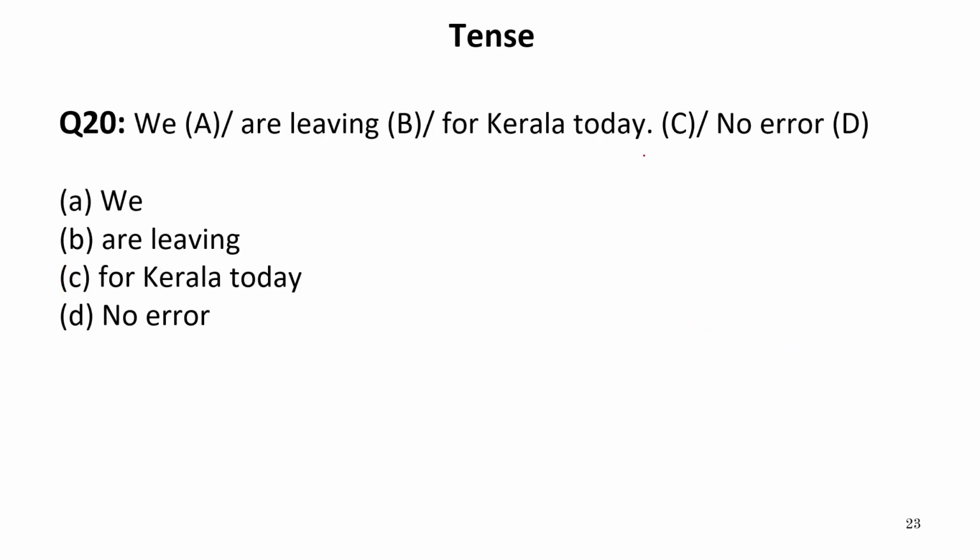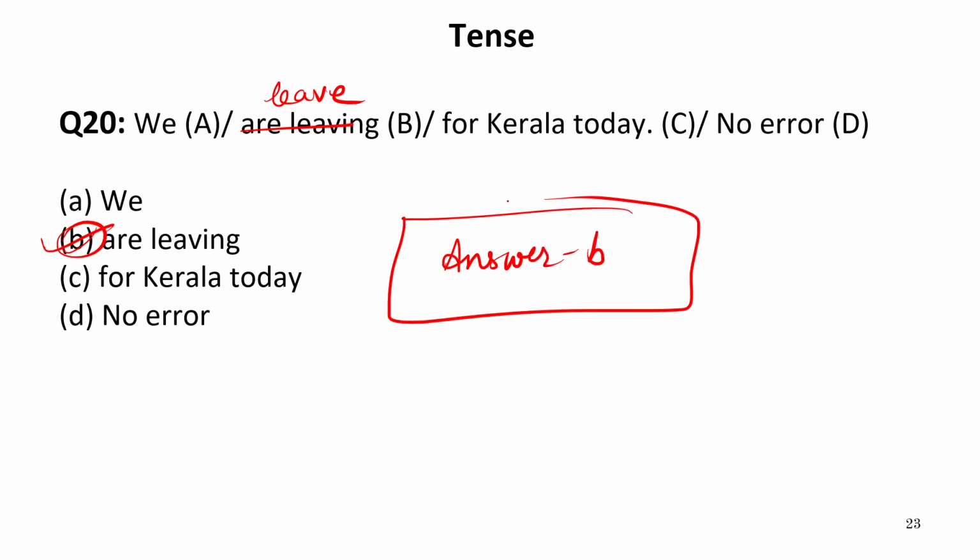We are leaving for Kerala today. Now whenever there is an action which is going to happen in the near future, we can make it in present indefinite tense. So our leaving should be replaced with we leave. Therefore, the error is in part B. So our answer is B. Because today is not a point of time. Today is a duration, the entire day. So we are not leaving, this is the temporary action. We leave for Kerala today. This will be the correct sentence. Now let us move to the next one.